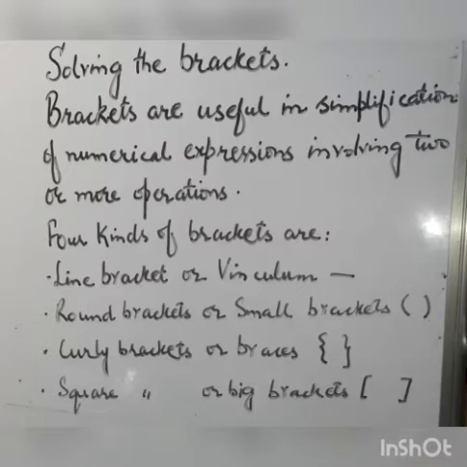Now the order of simplifying these brackets is, when we solve, here also we have to follow an order to solve the brackets. First we have to solve this vinculum, that is the line bracket. Next we have to solve the small brackets, then the curly brackets, and at last the square brackets. Clear? So vinculum, small brackets, then curly braces or big brackets. Clear?